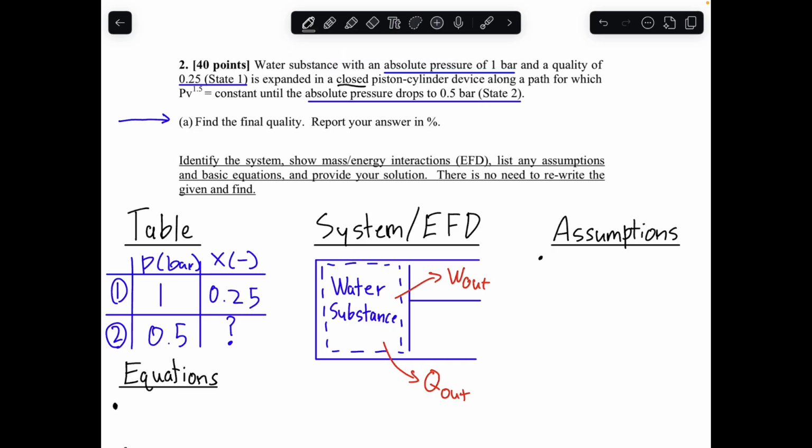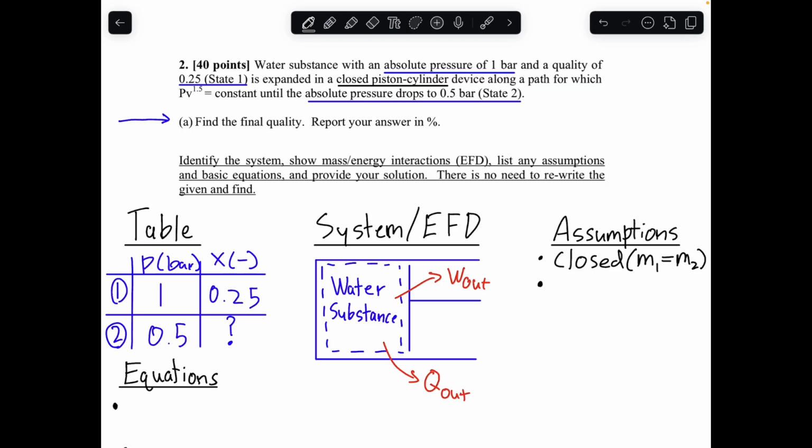One assumption that I see right in the problem statement is that it tells us that we have a closed piston cylinder device. So we're assuming that this is a closed system, and what that means for us is that the mass at state 1 is equal to the mass at state 2. The mass is constant the entire time. The amount of water substance that we have here is going to stay the same.